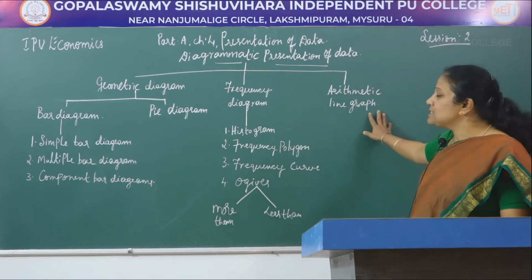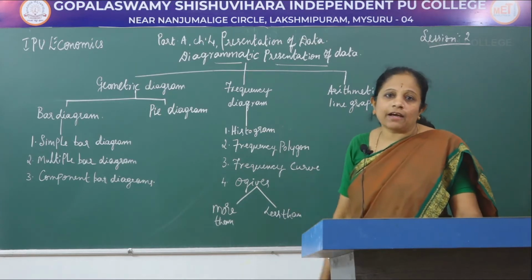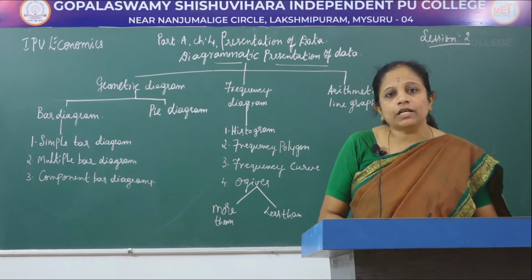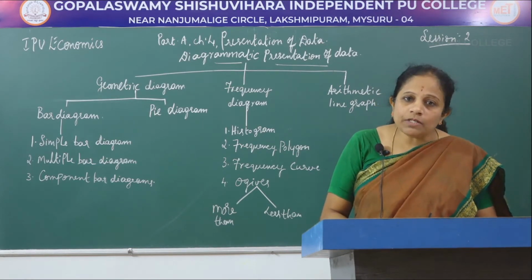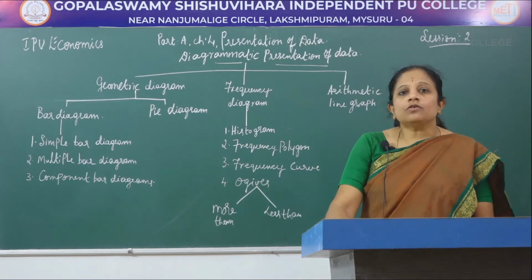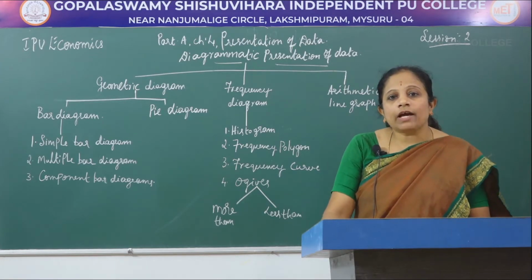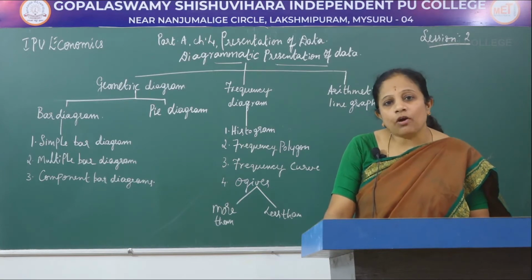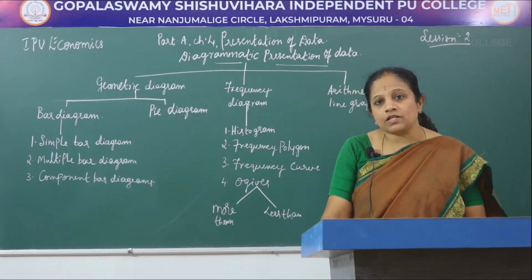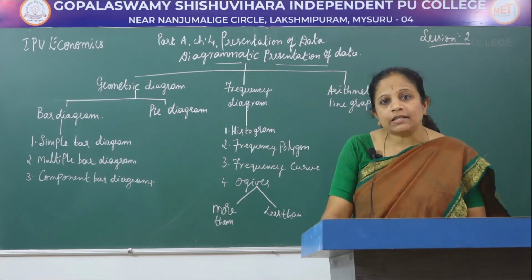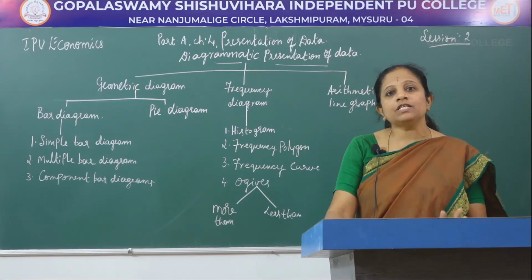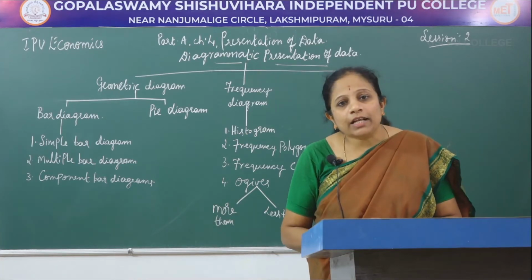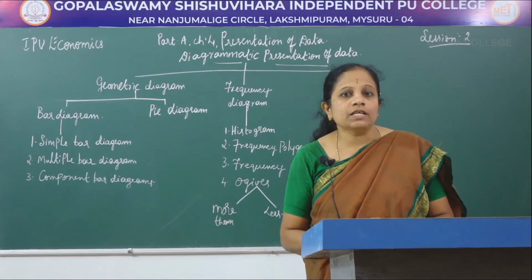The next one is arithmetic line graph. This is again another form of diagrammatic presentation of the data. The arithmetic line graph is also known as the time series data. The values are plotted on the y-axis and the time is plotted on the x-axis. This is used to present the frequency distribution which is arranged in a chronological way.